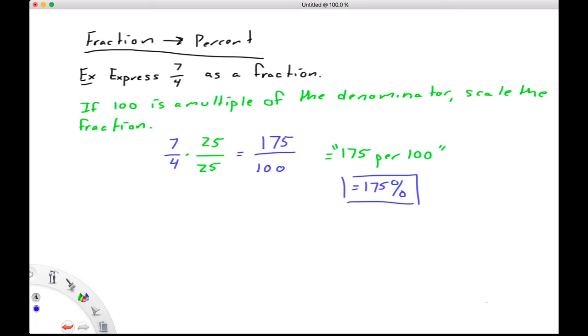Yes, Morgan, that is true. Express 7/4 as a percent. Let me fix that. There we go. Express 7/4 as a percent.